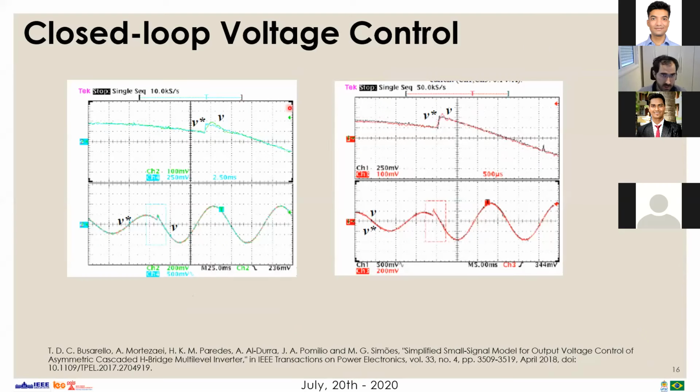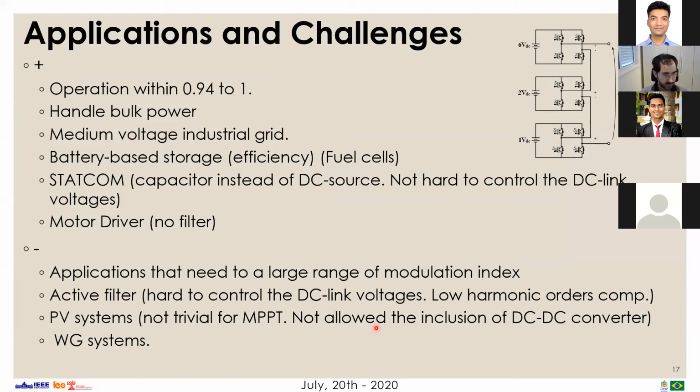Some results. On the left, the PR controller. On the right, the two cascaded PI controllers. You can see the reference and the output voltage. There is a step in the reference, and here is the zoom of this box. We can clearly see that the output voltage follows its reference signal very well. This is valid for the PR controller, and also for the two cascaded PI controllers. Both, proportional resonant and proportional integral, follow the reference very well. These results are presented in the same paper I mentioned in the last slide. Okay, hope you are having a great talk.